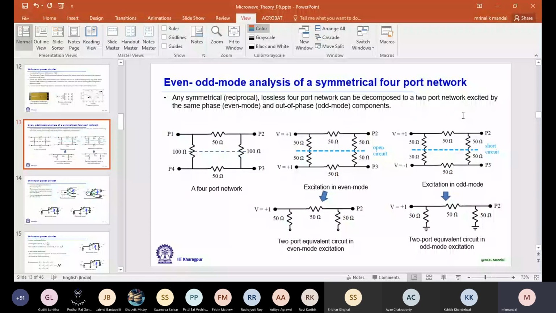Okay, the concept is very simple. First of all, where do we apply this and why? This is to simplify a 4-port network problem into a 2-port network problem. So you don't have to consider all 4 ports. You can finally just continue your analysis with 2 of the ports, provided it is symmetrical with respect to at least one plane.